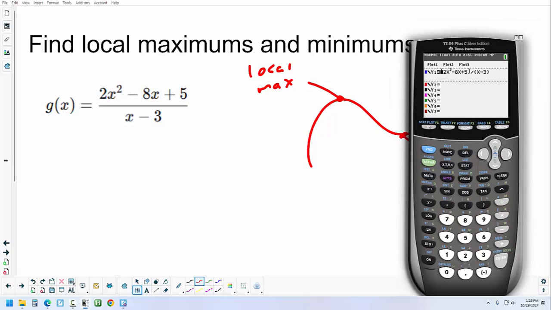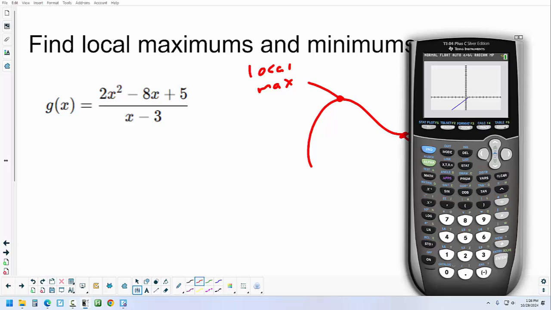Let me just check, make sure I typed in everything. Do I need the parentheses on x minus 3? Yeah, oh yeah. I think I typed in everything okay. I'm just going to set my Y-max a little bit higher, just so I can see if there's anything else going on.